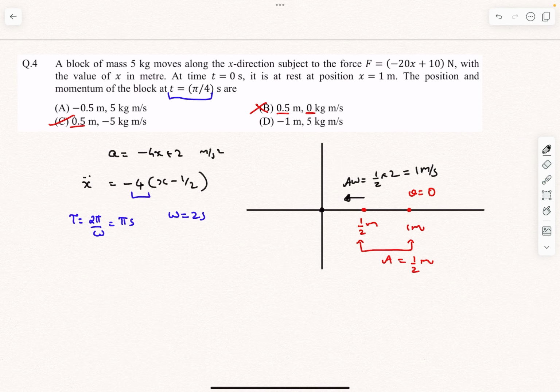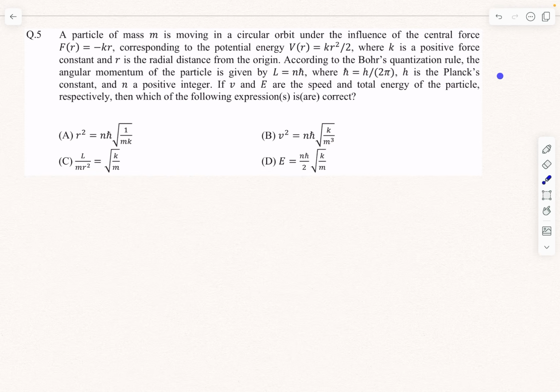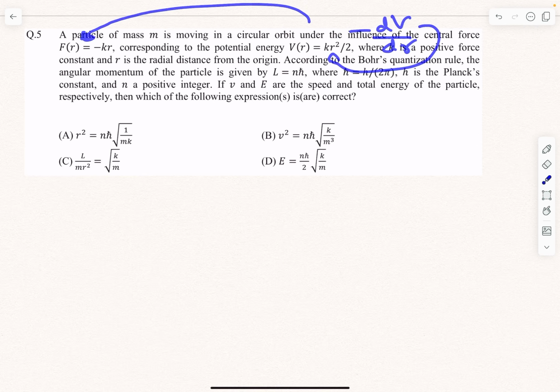Okay, so now let's move on to question 5. Question 5 is pretty standard and it's exactly the question that was asked in JEE 2020. A particle whose mass is m is moving in a circular orbit under the influence of a central force of minus kr, corresponding to the potential energy of kr squared by 2, and we can directly see that if you find minus d by dr of V, you'll actually just get the force, right?